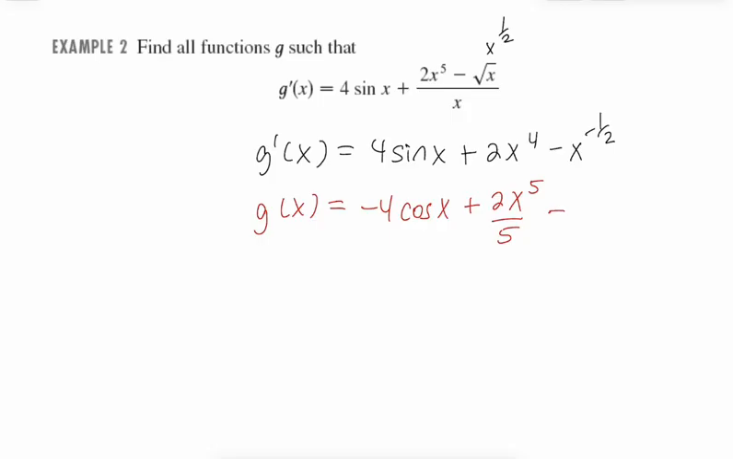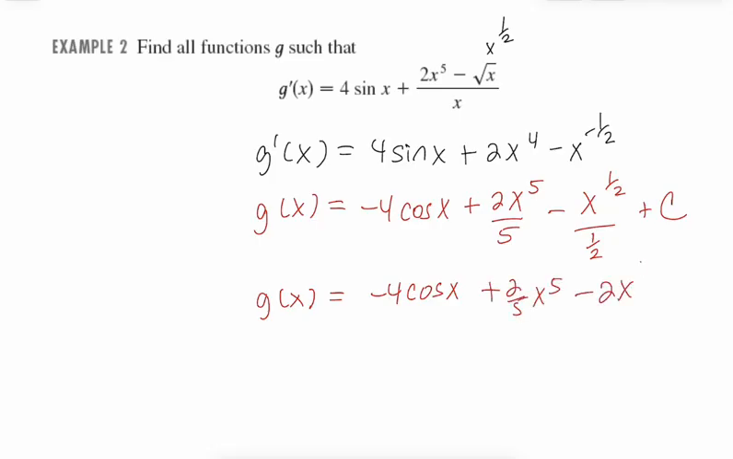Here, we've got to add 1 to the power and divide by that new power. And then, because it said all functions, we're going to put a plus c. Now, let's make this a little prettier. So it's negative 4 cosine of x plus 2/5 x to the 5th minus 2x to the 1/2 plus c.